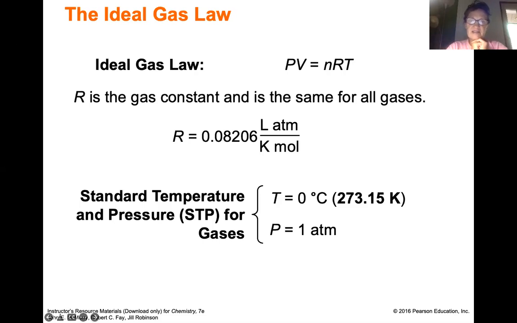So the ideal gas law is an approximation, but it's a pretty darn good approximation for most gases, even gases at 1 atmosphere and room temperature. They pretty much follow this ideal gas law. So R is the gas constant. It's the same for all gases.